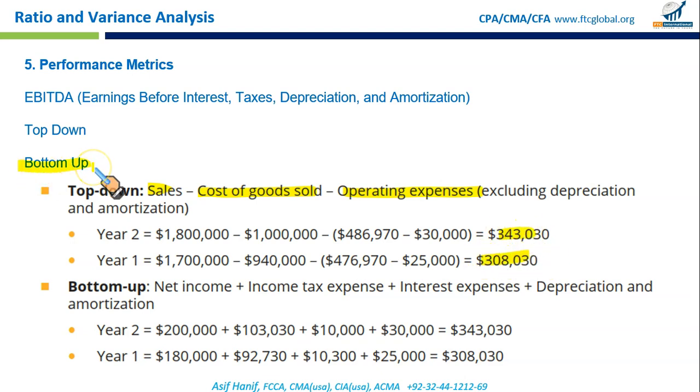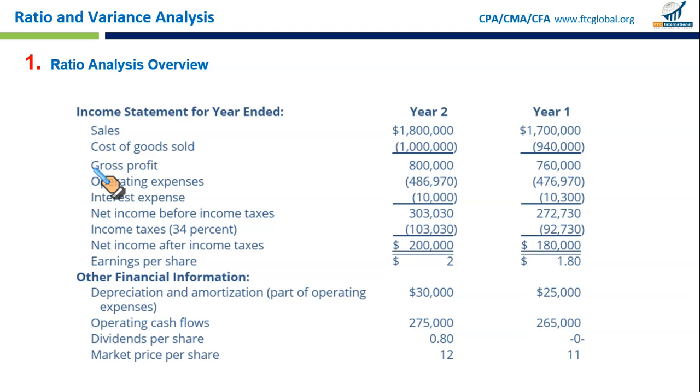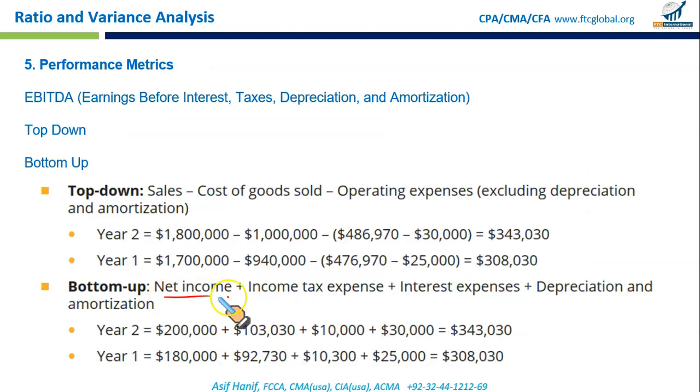Then we have the bottom up. You do it the opposite order. Let me show you how. Now you move in the opposite direction. You start from net income. That's your starting point. You add back taxes. You add back interest. And if there is any depreciation, you add back. So basically it is net income plus interest plus taxes plus depreciation and amortization, and you reach the same number. Net income, taxes, interest expense, depreciation and amortization, and this would give you exactly the same result, whether you use the top down or bottom up for year 2, top down or bottom up for year 1.